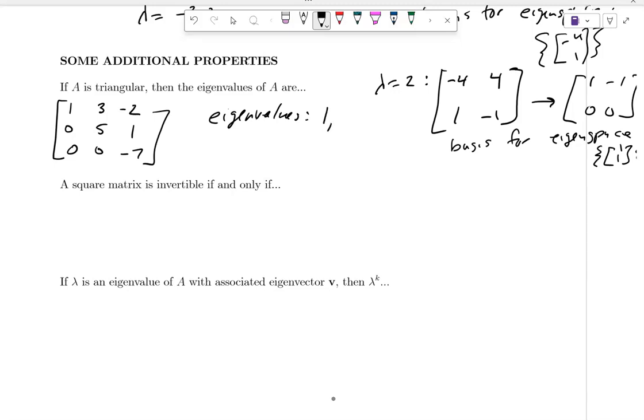So what are your eigenvalues going to be? It's just 1, 5, negative 7. It's literally just the entries, right? Because you'll have 1 minus lambda, so lambda would be 1. You'd have 5 minus lambda, so it should be 5, right? So for a triangular matrix, the eigenvalues are the diagonal entries. Eigenvalues are very, very easy to compute if it's in triangular form.